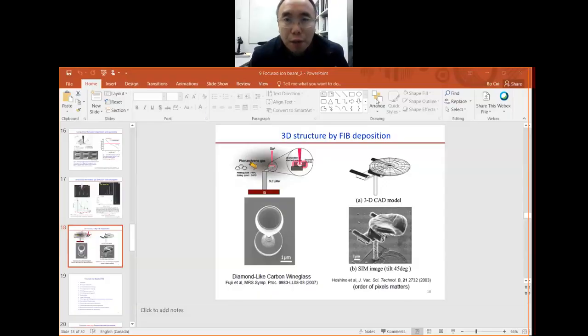You will remember the process is here. So what do you do? You have the substrate. You have the ion beam come here. So you move laterally, and you do the complicated movement. Then in the end, you get a complicated 3D structure.